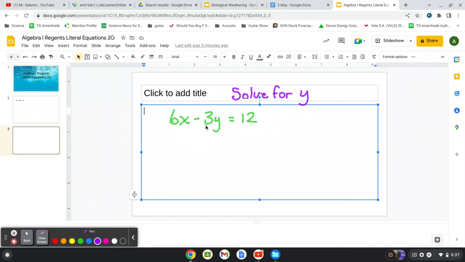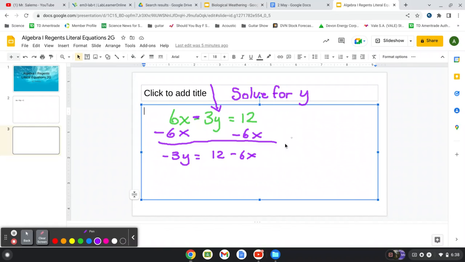So if we want to solve for y, we want the y alone. So let's get rid of the 6x on both sides by minusing it, right? We're not dividing it because we don't see it multiplying with anything. We just see 6x. We don't see it 6x times anything, so we'll minus it. And again, whatever you do to one side, you do to the other. So now we have a negative 3y equals 12 minus 6x.